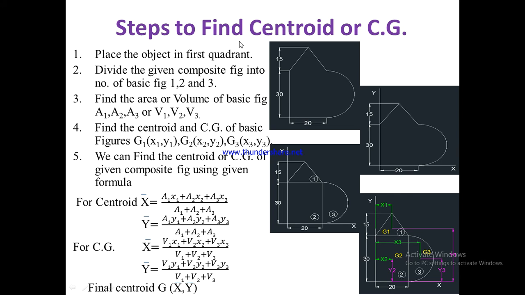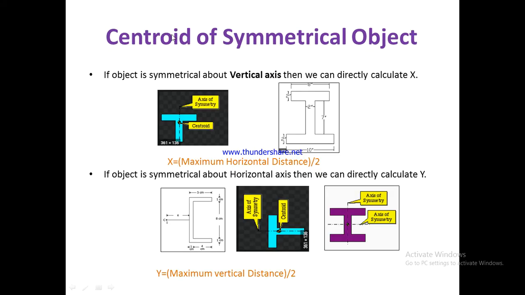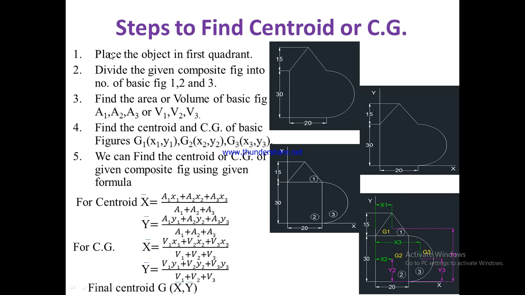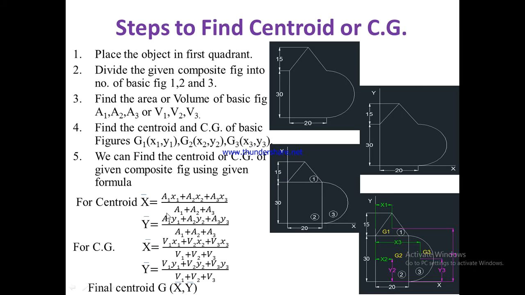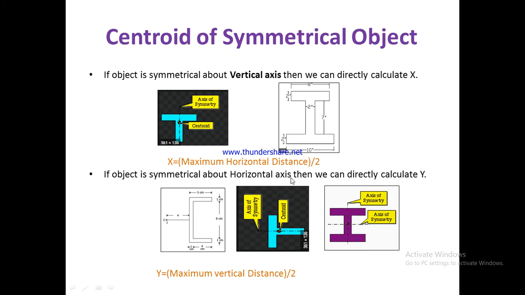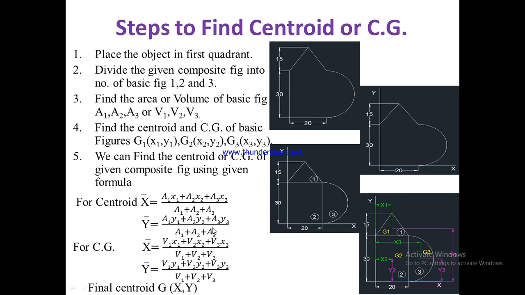In following all these steps, you have to first of all check the centroid for the symmetrical object. Means before starting these steps you have to check whether the object is symmetrical about the vertical axis or the horizontal axis. If the object is symmetrical about the vertical axis, then we can directly get x bar. So if we are directly getting the x bar, then we need not calculate x1, x2 and x3. And if the object is symmetrical about the horizontal axis, then we will directly get y bar. We are directly getting the y bar, so we do not need to calculate y1, y2 and y3.